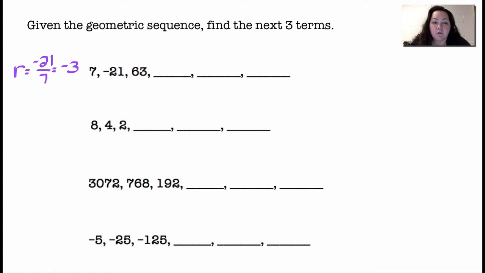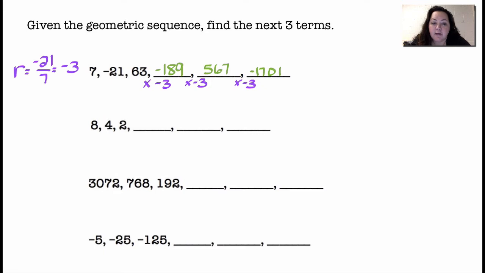So then I'm going to take that third term and multiply it by negative 3, which gives me negative 189. Then I'm going to take negative 189 and multiply it by negative 3, which gives me positive 567. I'm going to take that term, multiply it by negative 3, and that gives me negative 1,701.